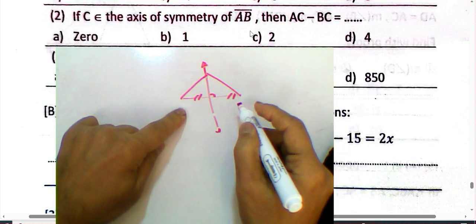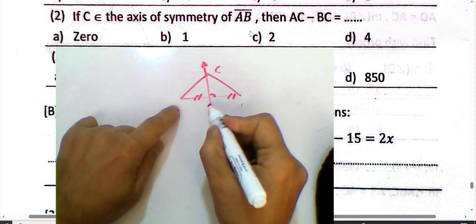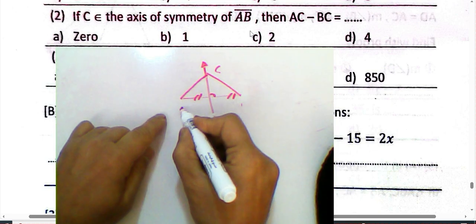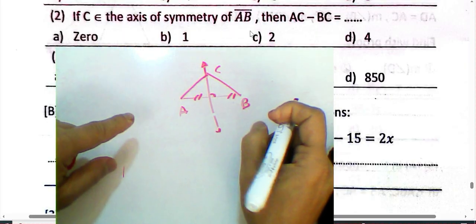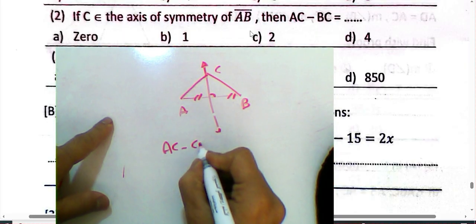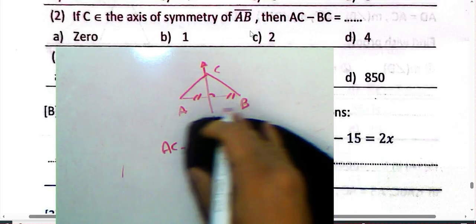We have point C belonging to axis of symmetry of line segment AP. Then AC equal to CP. They are equivalent. Since the difference between them, it will be equal 0 because they are equivalent in the length.